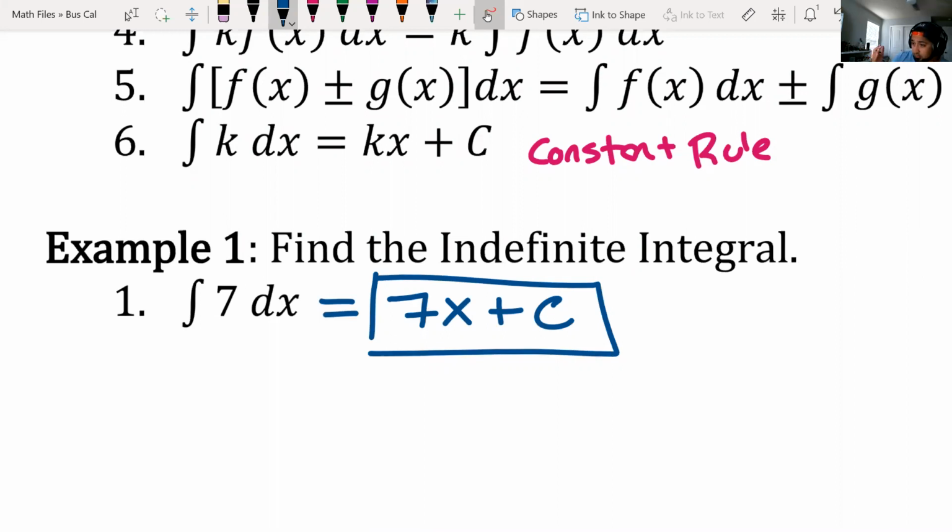All right, like I said, if you want to check your work, all you have to do is take the derivative of this answer. So what is the derivative of 7x? It's 7. So you get back the original problem. And what is the derivative of any constant? 0. So there you go, that checks our work.